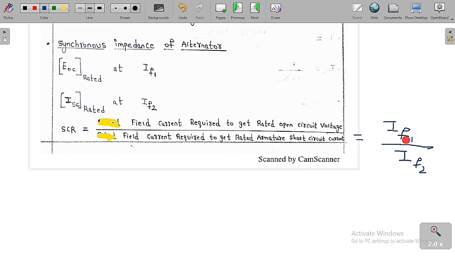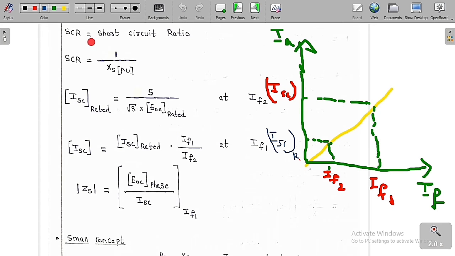So SR is nothing but the ratio of IF1 by IF2, or we can also write another formula, which is 1 by XS per unit value. SR is also called the short circuit ratio, or SR is also 1 by XS in terms of per unit. It is always unsaturated. Now here I have already drawn the graph, which is called the short circuit characteristics.